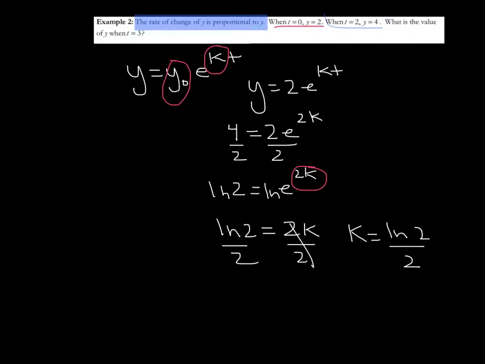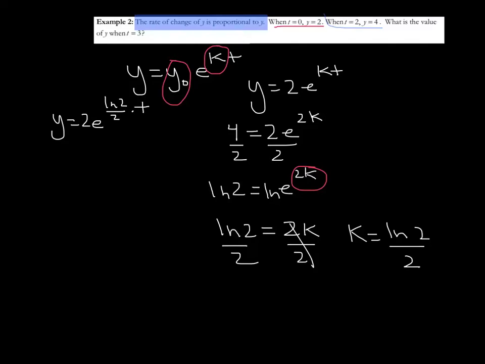And you're going to want to leave it in that form right now until later when we're going to get a decimal as an answer. But for now, we will leave it as natural log of 2 over 2. So now we're going to plug that back in. So we're going to have y equals 2e to the natural log of 2 over 2 times t.